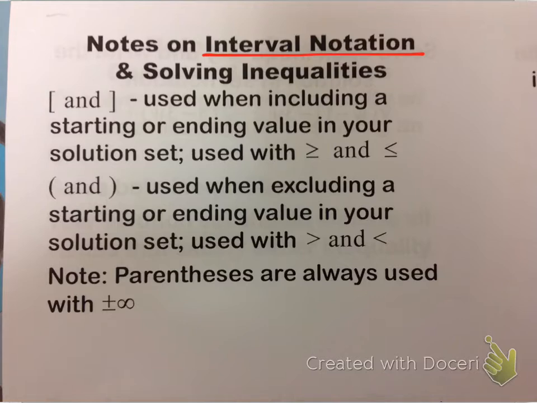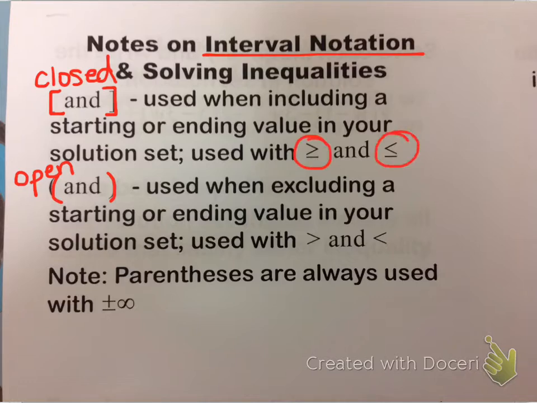We use brackets, and we call these right here closed brackets, and we call these right here open brackets. So these are closed, and these are open. And the closed brackets mean that we are going to include the numbers that are listed next to those closed brackets. So they're equivalent to the greater than or equal to symbol and the less than or equal to symbol.